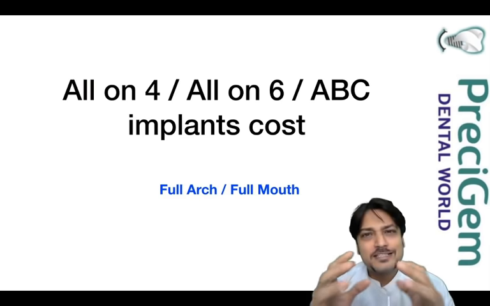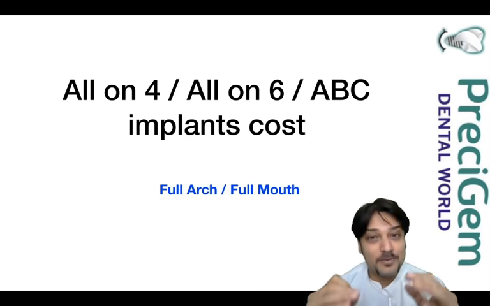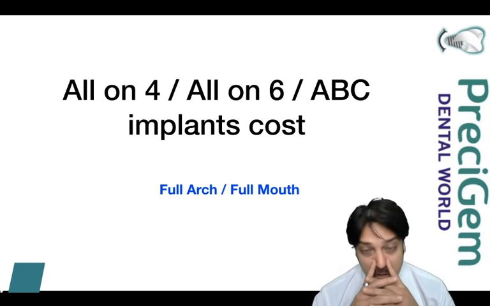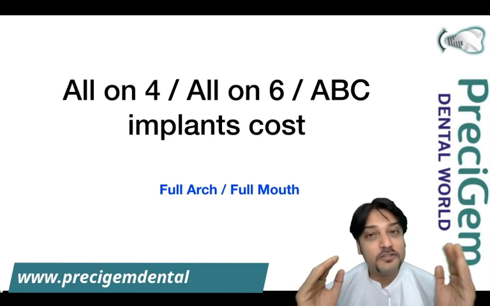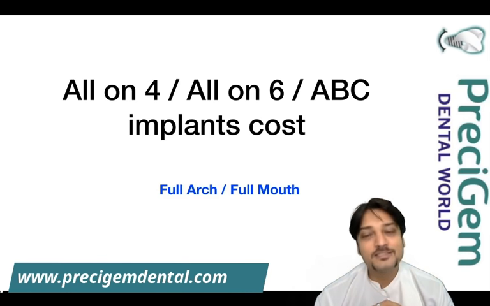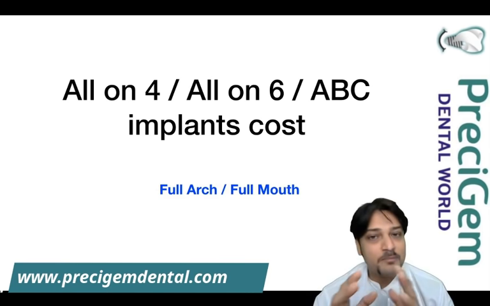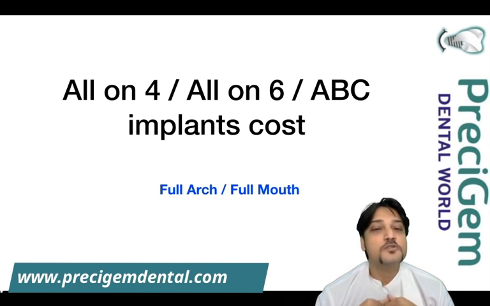So let's come to what is the cost of all on 4, all on 6 and the all on basal cortical implant concept. The cost of one particular arch, if it is done with any of these concepts, ranges anywhere between $3,000 to $6,000. It all depends on the type of teeth selected, the prosthesis, the weight of the prosthesis, the bone resorption, what kind of complex bone it is, and many more factors.